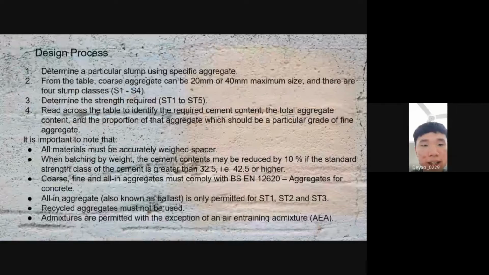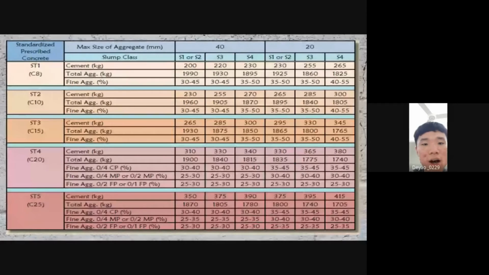So, it is important to note that all materials must be accurately weighed. When batching by weight, the cement content may be reduced by 10% if the standard strength class of the cement is greater than 32.5, for example 42.5 or higher. Next, coarse, fine and all-in aggregate must comply with British Standard 12620.